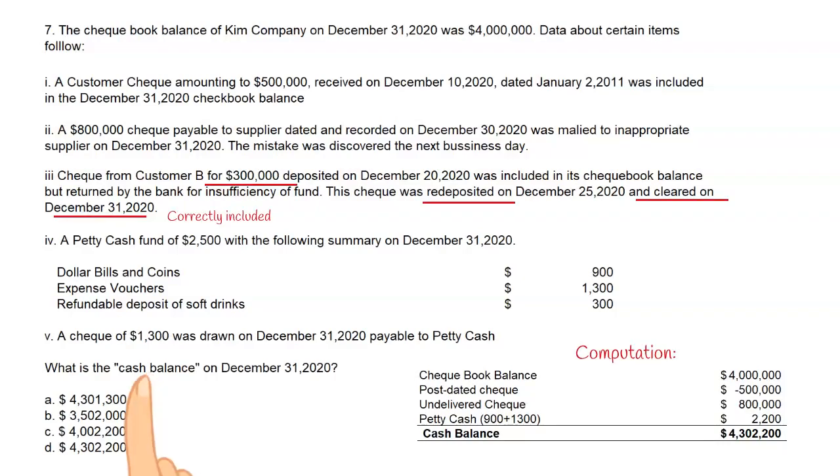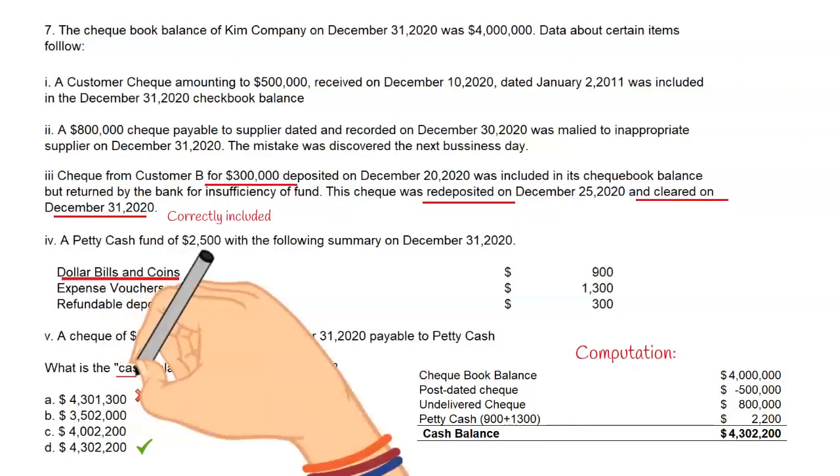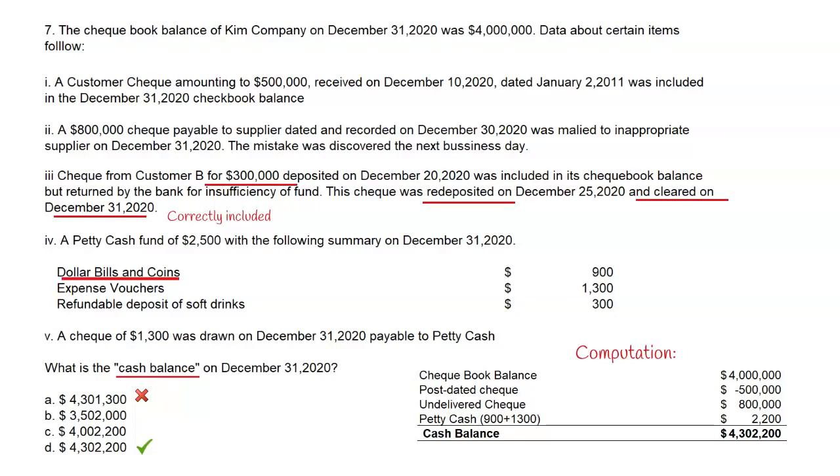If your answer is letter A, it means that you have forgotten to include the remaining dollar bills and coins from the petty cash balance. Also, the 4 million checkbook balance does not include the petty cash fund. Since the problem is asking for cash balance, we have to include the petty cash fund.